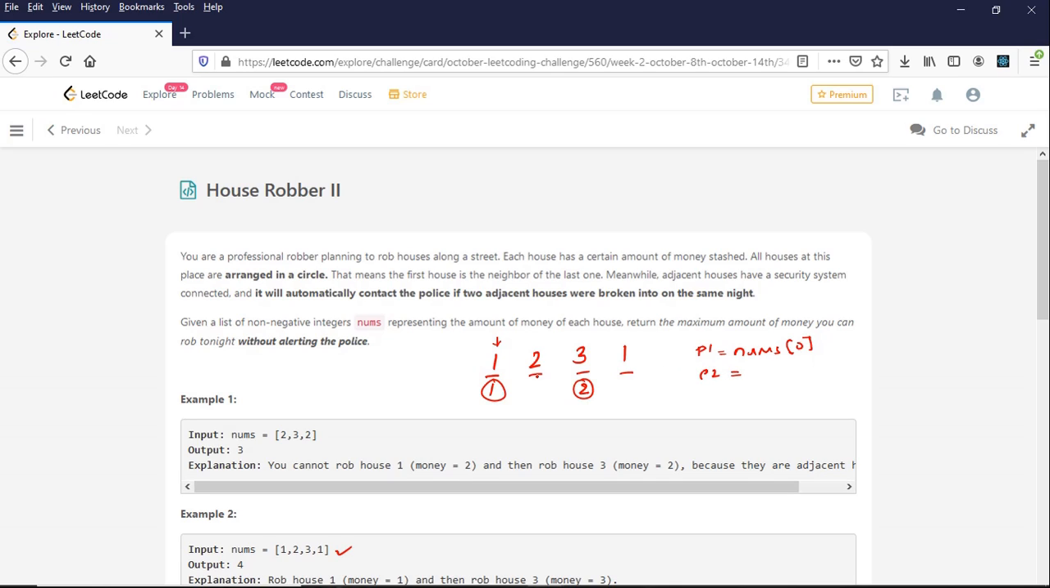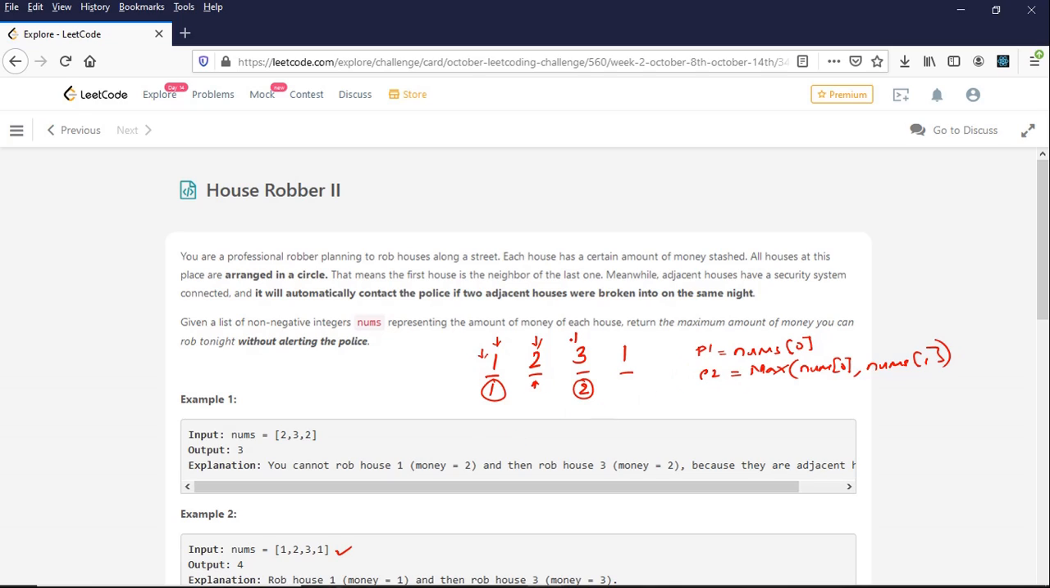Profit 2, when my index is at this position, it will be either this or this. Whatever is the maximum I will choose at that point. So it will be max of nums 0 comma nums 1. So the first two are very simple.